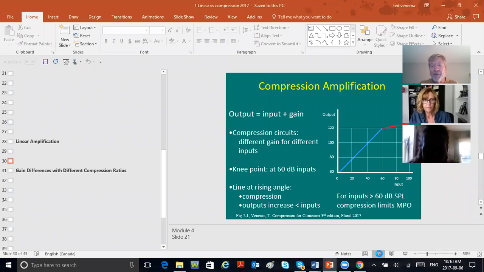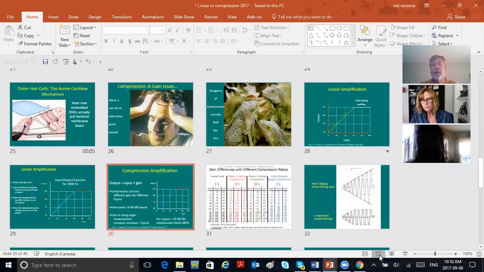I was just thinking, just because a tree falls in the woods doesn't mean that it didn't make a sound. So even if you set the MPO at a certain level, if you're standing in front of the train, it's still going to be that much louder. Is there ever a stopping point with compression?